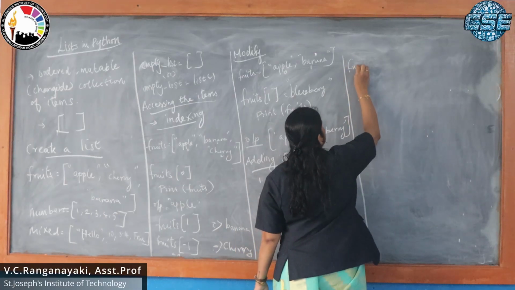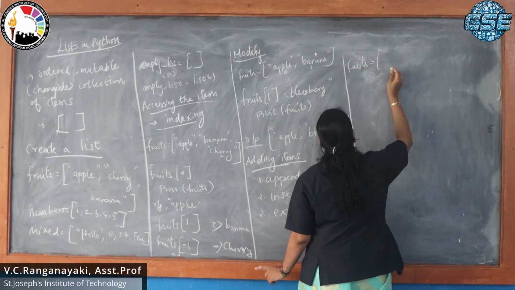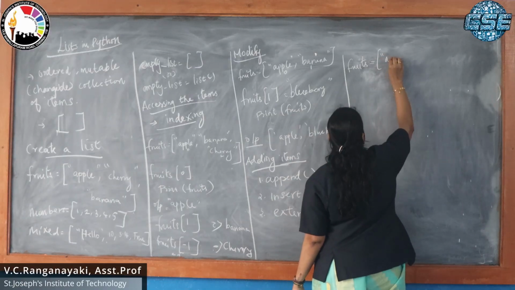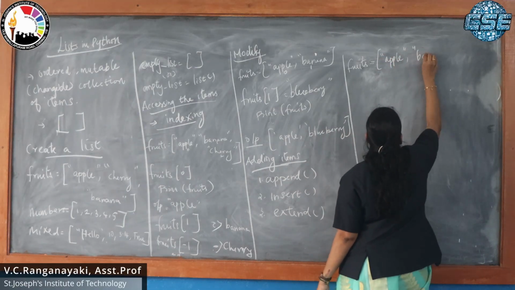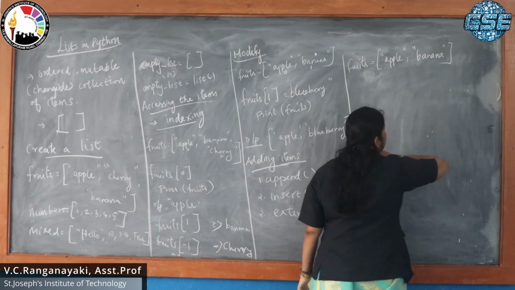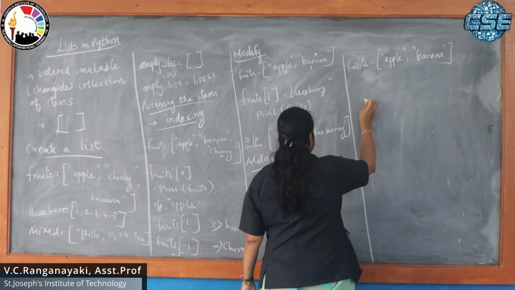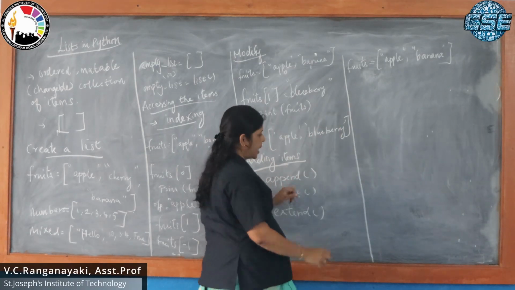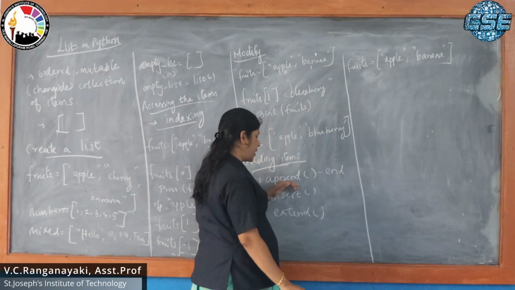fruits equal to first I'll take apple, banana. Right, I'll take this list. Now I want to add one more item. Generally append means adding item at the end. Okay, adding item at the end.